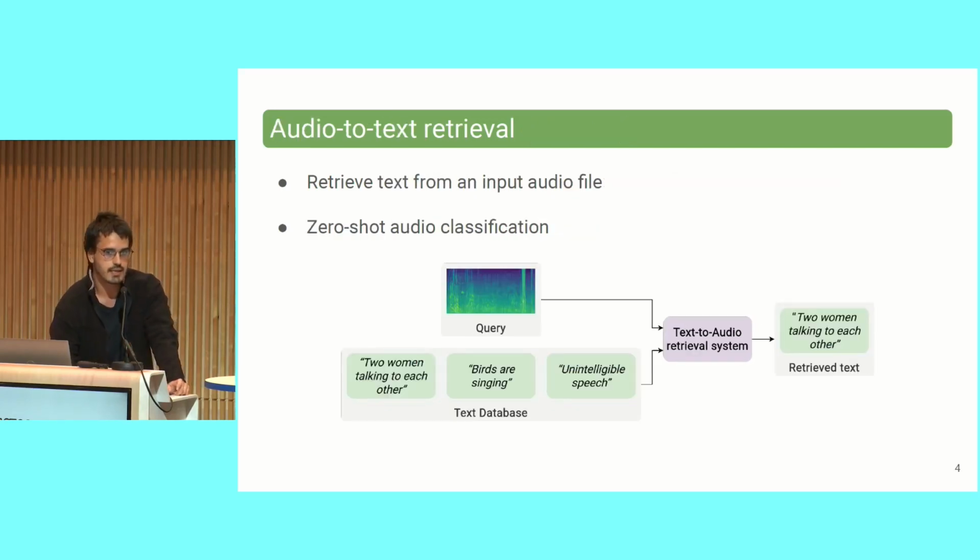The third task is audio-to-text retrieval, the opposite of the text-to-audio retrieval task. It is quite similar because it aims to retrieve a text from a database using an input audio file. And typically, a system that can perform the text-to-audio retrieval task can also perform this task, since we only need to put a score for each audio and text pair.